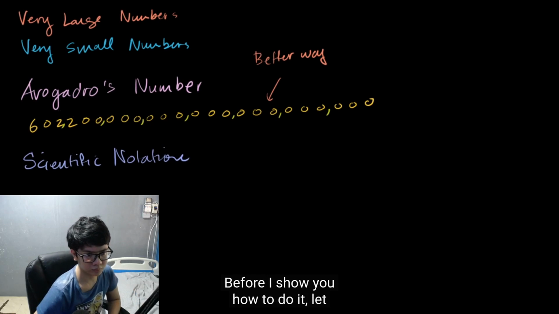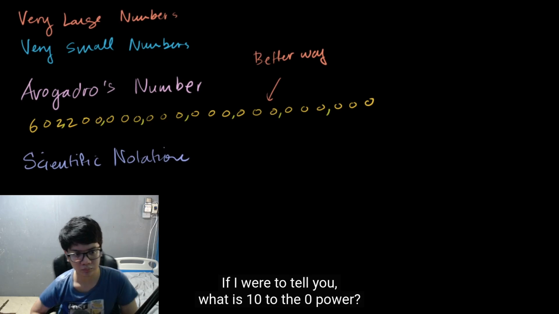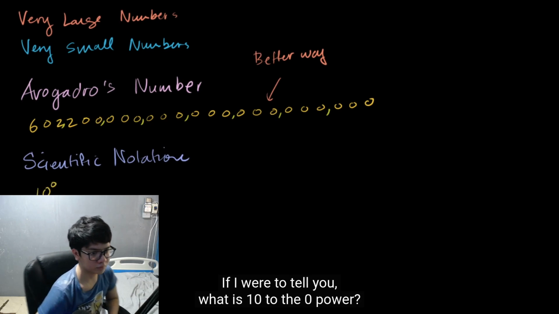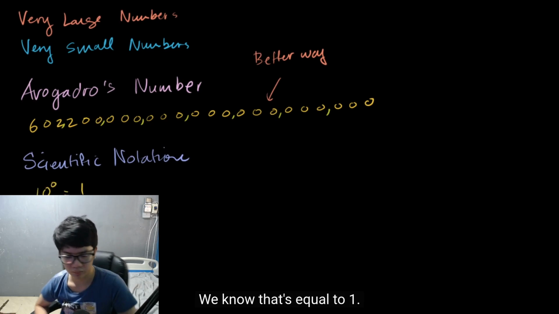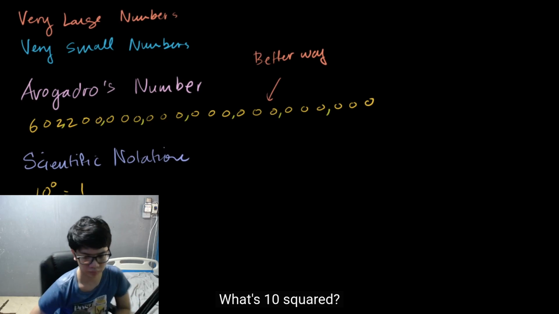Before I show you how to do it, let me show you the underlying theory behind scientific notation. If I were to ask you what is 10 to the 0 power, you know that's equal to 1. What is 10 to the 1 power? That's equal to 10.